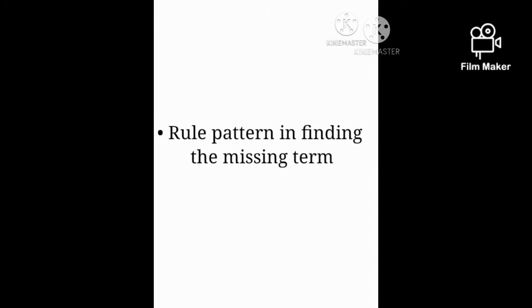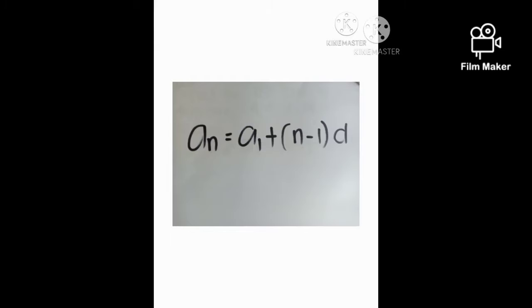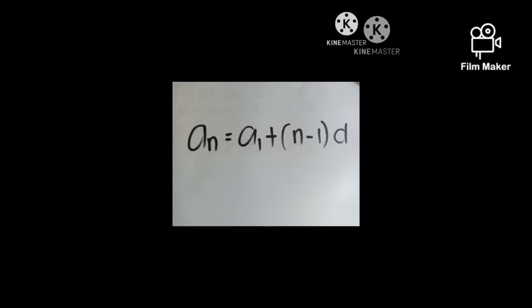Arithmetic sequence is for addition. This is the rule pattern in finding the missing term. The formula in arithmetic sequence is a sub n equals a sub 1 plus n minus 1 times d. The a sub n is the nth term, the a sub 1 is the first term, the n is the number of terms, and the d is the common difference.